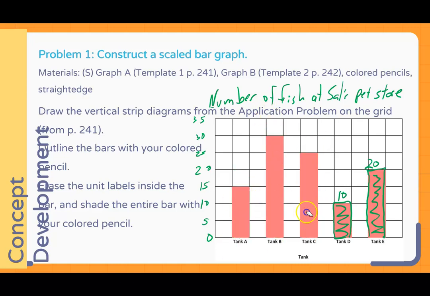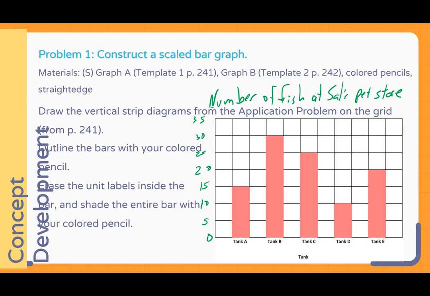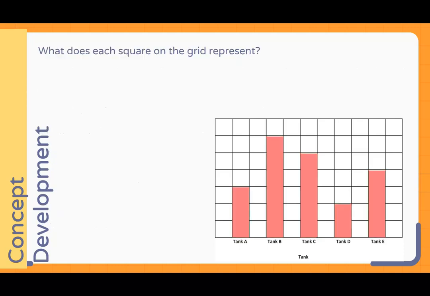So I'll move my stuff so you can see how they did it. So they put their 5s. Okay. But then when you shade it in, you can't see the 5s anymore. So you don't have to write the 5s. Just know that each one is 5. Fill it in. What does each square grid represent? 5 fish, right? Because each one of these is 5.